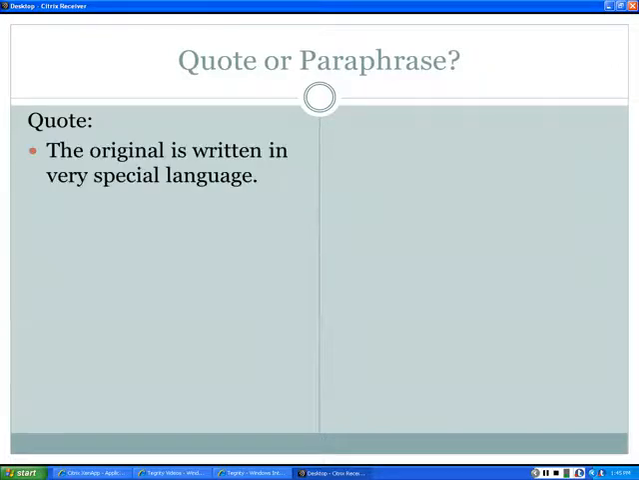First is if the original is written in very special language. If there's something about the way the sentence was originally written that you really love, that you don't want to change, you can use quotation marks.